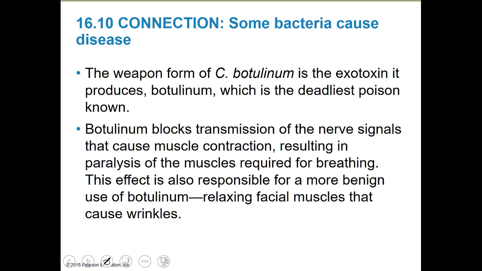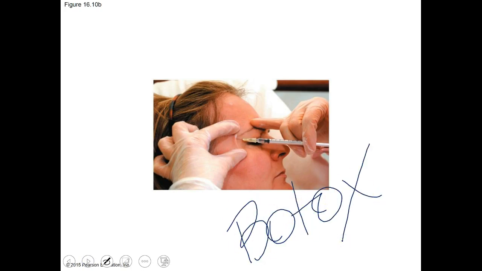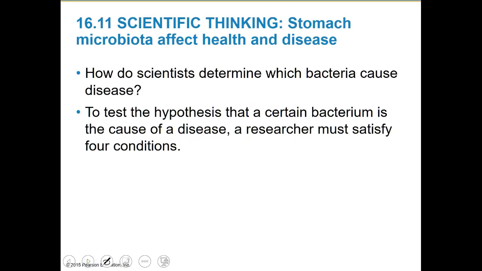Oh, here's another one. The weapon form of C. botulinum has an exotoxin that it releases, botulinum, and it's a super deadly poison. It blocks nerve signal transmission and muscle contractions, resulting in the paralysis of muscles required for breathing. But they also use it for relaxing facial muscles that cause wrinkles. So that's Botox, botulinum toxin A injected right into the face.